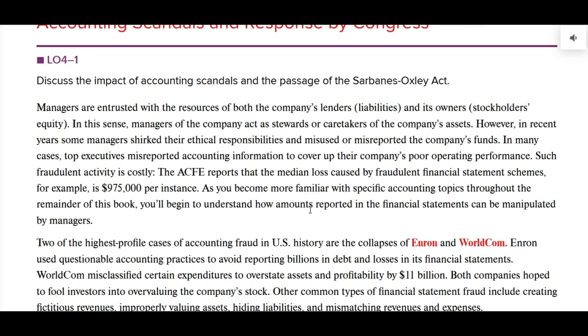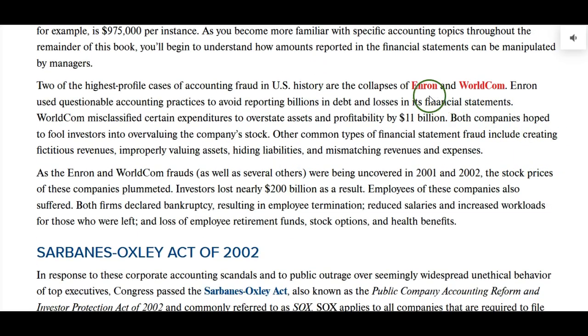Back in the early 2000s, there were two corporations that were involved in fraud. The people in these corporations were intentionally misrepresenting the numbers in the financial statements, and it caused a lot of people to lose a lot of money. Now, the company names are Enron and WorldCom, and just WorldCom itself intentionally misclassified certain expenditures, turned them into assets instead of expenses, and so they overstated assets and profitability by $11 billion.